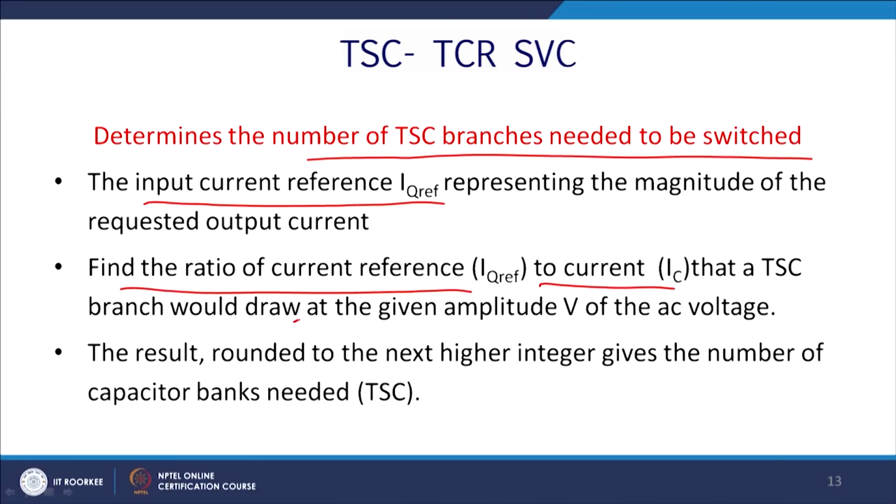Then you turn on 6 such units, and the fraction part will be compensated by the TCR, and that TCR branch will draw current at the given amplitude V of the AC voltage. The result is rounded to the next higher integer, and this number of capacitor banks is switched.